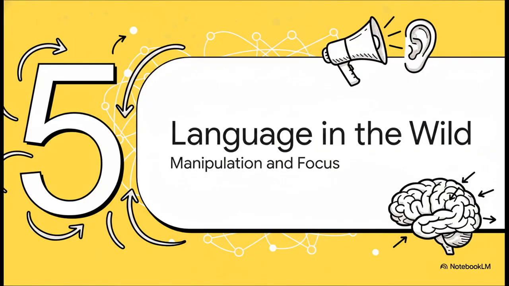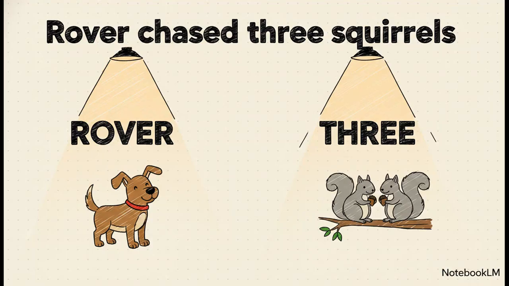Okay, enough theory. Let's take this out of the textbook and see how these concepts are used, and sometimes, let's be real, abused, in the wild to direct our attention and subtly shape what we believe. A simple sentence like "Rover chased 3 squirrels" actually has a few different logical entailments, but a speaker can control which one you focus on just by where they put the stress. If they say, "Rover chased 3 squirrels," they're making the main point about who did it. But if they say, "Rover chased 3 squirrels," the focus immediately shifts to the number. The words are identical, but the speaker is totally controlling the main takeaway.